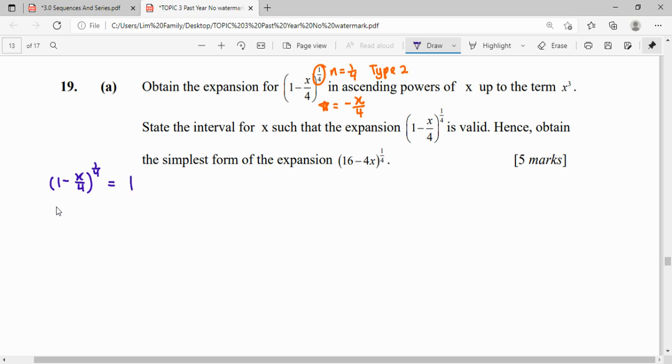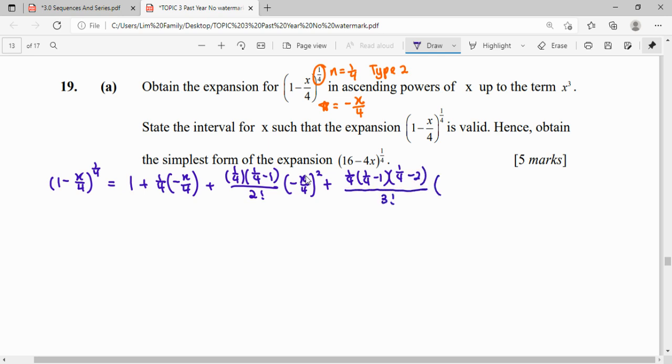So our formula will be 1 plus n times the thing we want to expand here, which is negative x over 4. Then again n times n minus 1 over 2 factorial, the thing we're going to expand here, power of 2. We need to do until power of 3, so this is only up to power of 2. We will continue with our formula, n minus 1, n minus 2, and 3 factorial. Then here will be negative x over 4, power of 3.